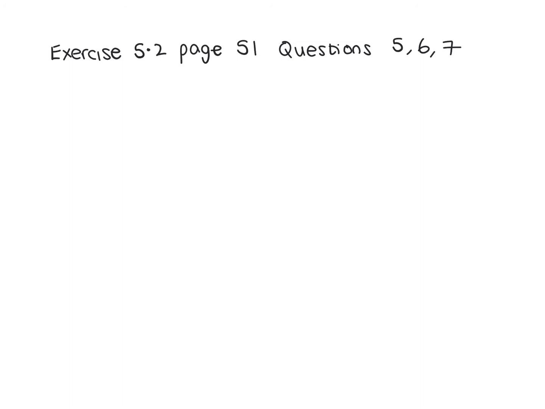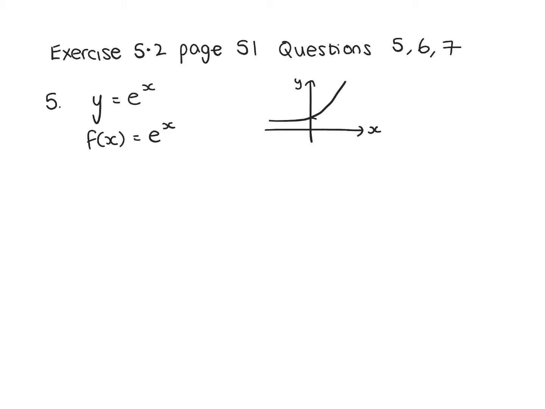So question 5, it says the diagram shows a graph of y equals e to the x. So this e to the x is what our function is, and there's a graph drawn. We know what this graph looks like. It's going like that, crossing through 1. And then it says, sketch the graphs, label the point.